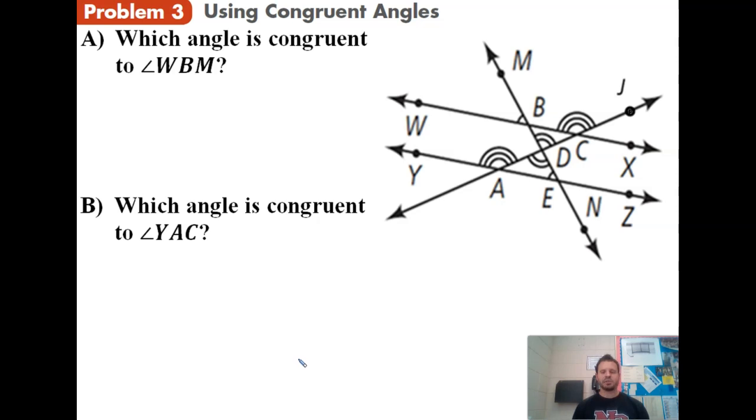So let's go ahead and practice using that congruence idea here. For problem 3, I have a messy looking geometric figure, and the point of it is to help you sort out the congruent angles. Part A says which angle is congruent to angle WBM. Well, let's see here. If I connect the dots, W, B to M, we're talking about that angle I have in blue here. And it has a single arch on it. So the angle congruent to that will be the other angle with a single arch. I see a single arch right there. So that's going to be this angle here, YEM.